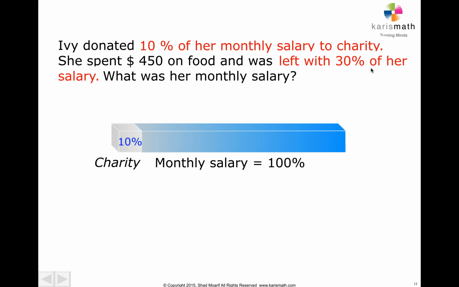And she was left with 30% of her salary after she spent a certain amount on food. Let's show 30% of her salary right at the other end, right here, 10, 10, 10. That's 30%. So that bit of her salary is what is left after she spent $450 on food. So this bit here must represent $450 that she spent on food.